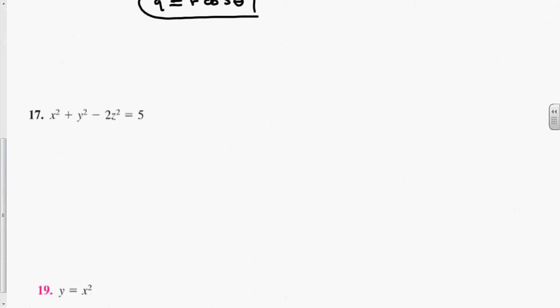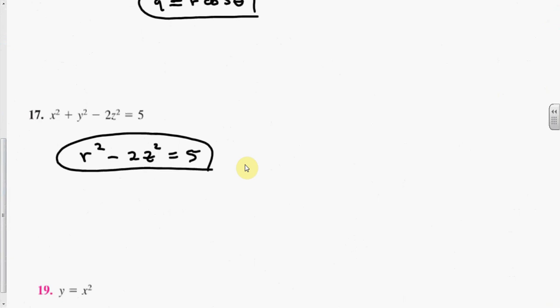All right. So for the next one, help me out. So I get X squared plus Y squared. So what should I write instead? R squared. So we'll say R squared minus 2Z squared equal to 5. That's it. Cylindrical can involve R and Z. I'm done.